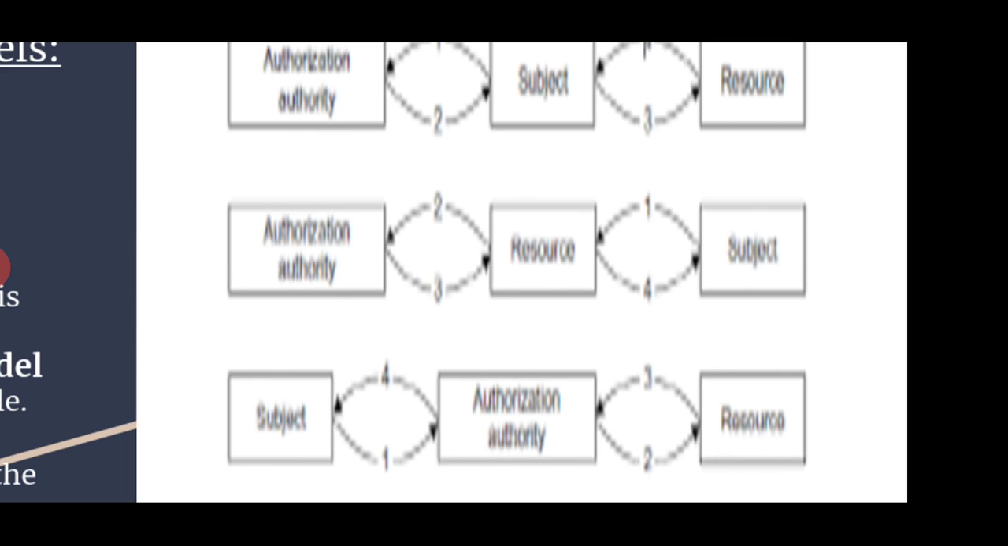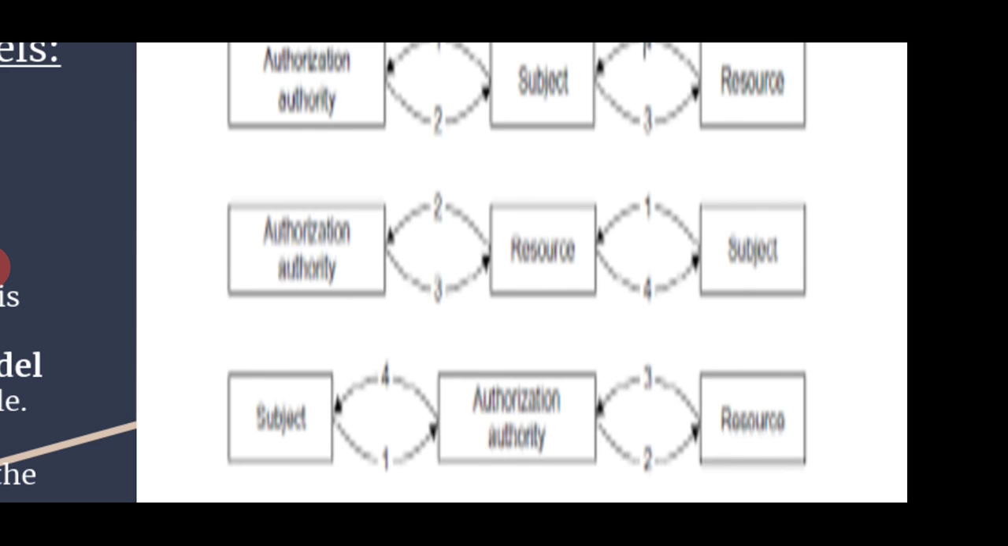Here is the first square box, the authorization authority. Here you have to look at this diagram. The numbering will be given as 2, 3. This is nothing but 1, 4. Here, in the above diagram, 4 and 3. Listen carefully: 1, 2, 3, below 3, and then above 4.